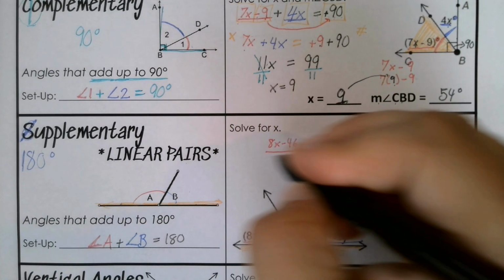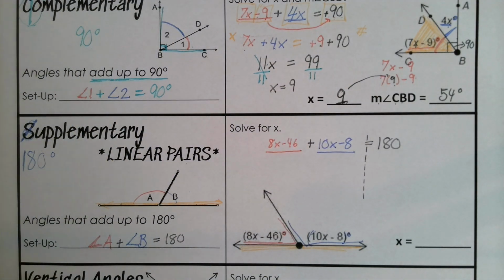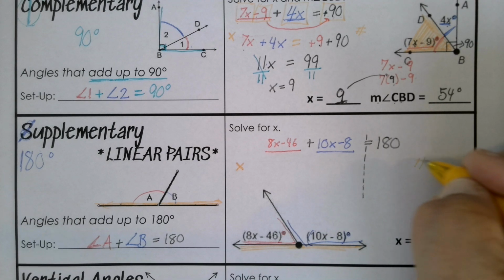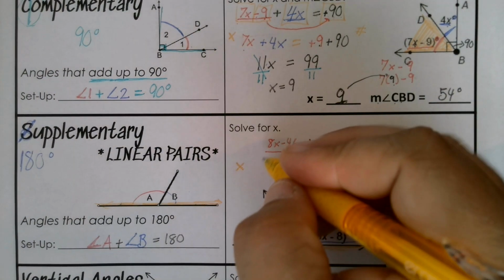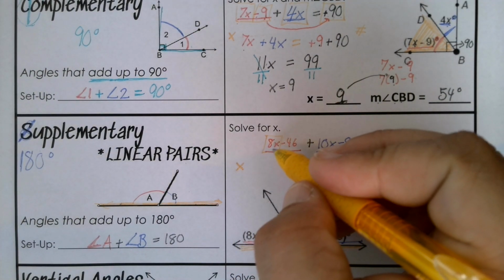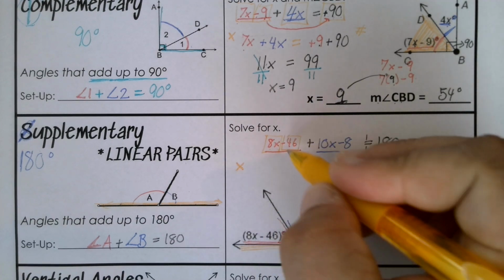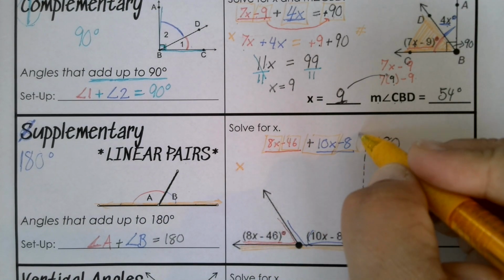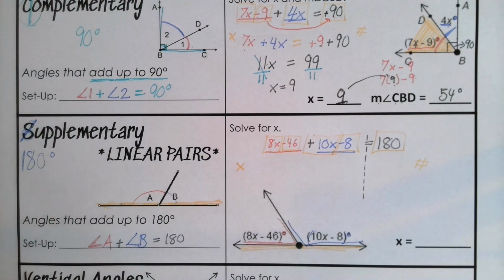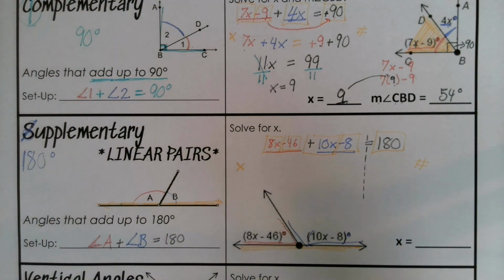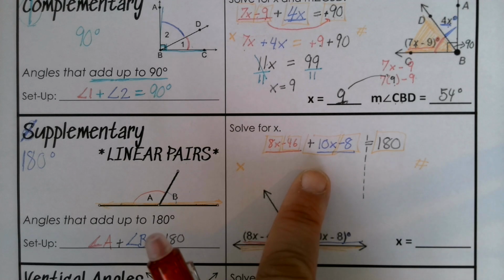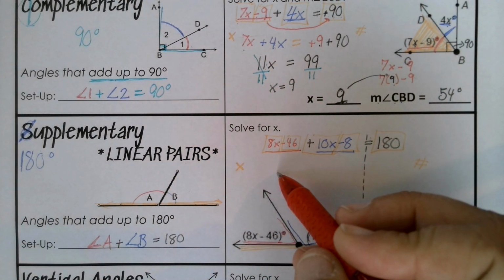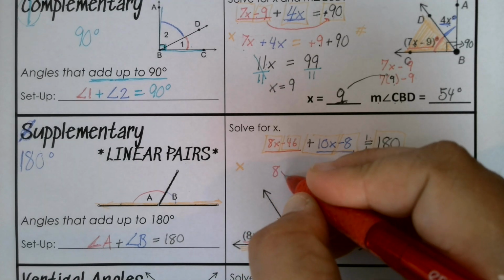Remember that this side is supposed to be the side where my variables go. X's can stay on this side, numbers have to go on this side. Right? And I'm going to box every chunk with the sign. 8x is a chunk, minus 46 is a chunk, 10x is a chunk, minus 8, and 180. Now we sort. Does it stay on the side it's on, or does it need to go to a different side? 8x is on the x side, it can stay.